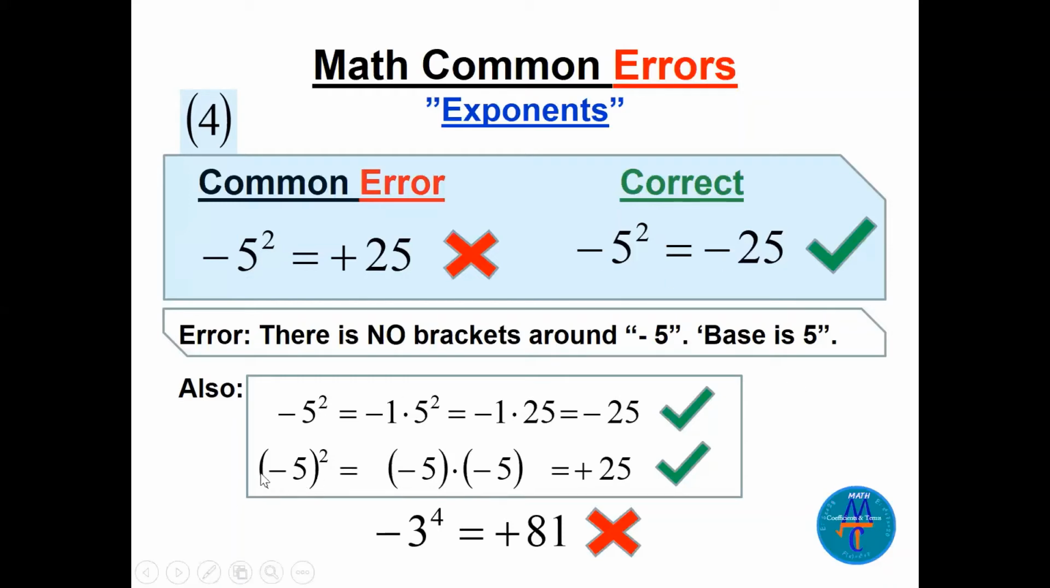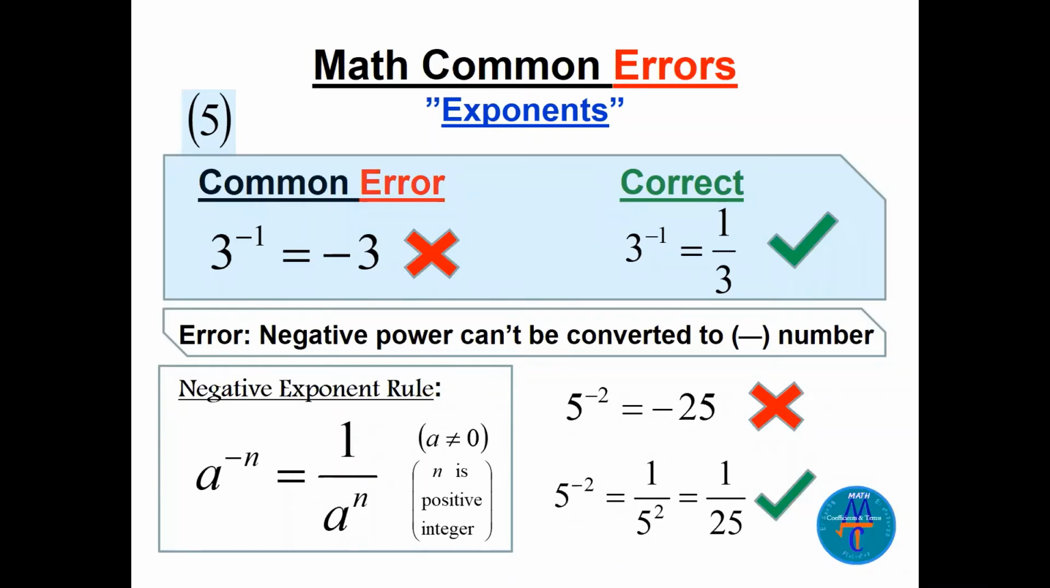But if we have brackets, minus 5, you see the way we read this, minus 5 all squared. Even if you don't see it, you just hear it, minus 5 all squared. So minus 5 times minus 5 is plus 25, this one here with the bracket. Minus 3 to the power 4, is this plus 81? No. Why? Math common error, there is no bracket.